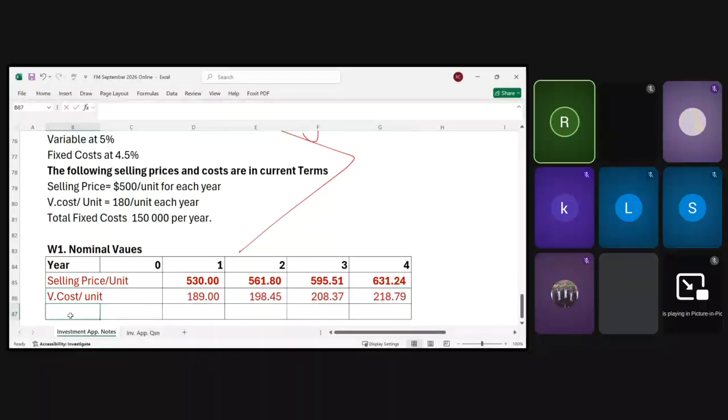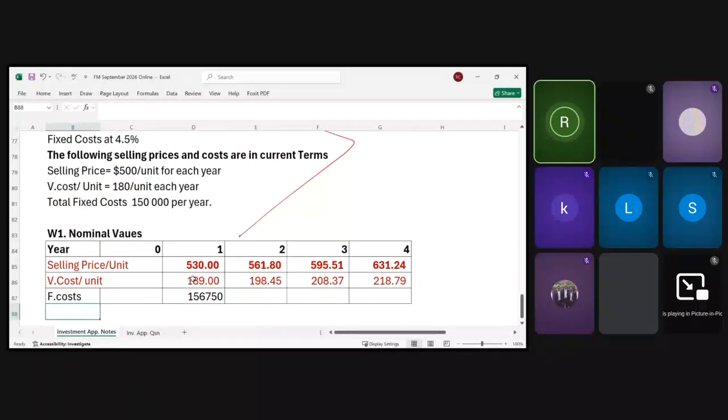I'm also going to inflate my fixed cost. So fixed cost, the fixed cost in total equals 150,123,000 times 1.045, because that's 4.5%, to the power 1, close. This is now my fixed cost. All right, I'm going to do this.